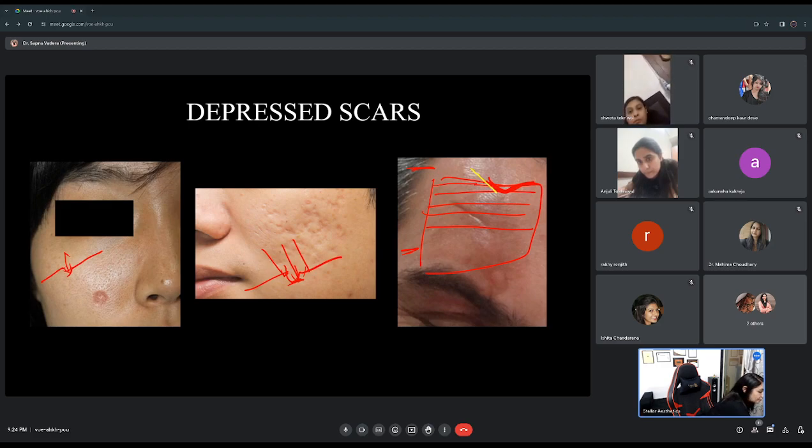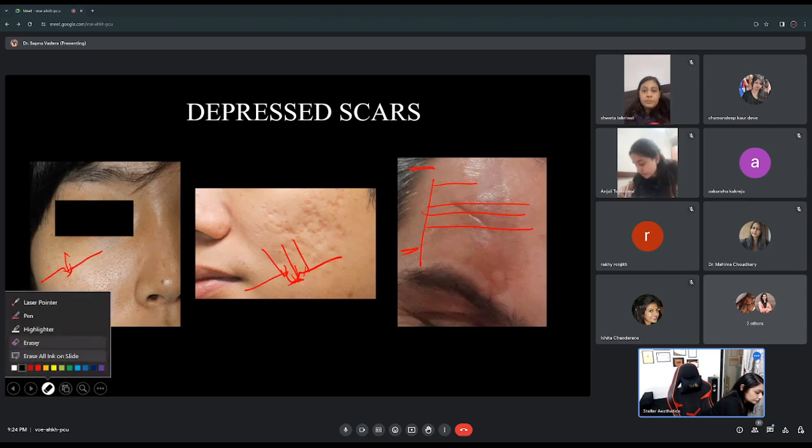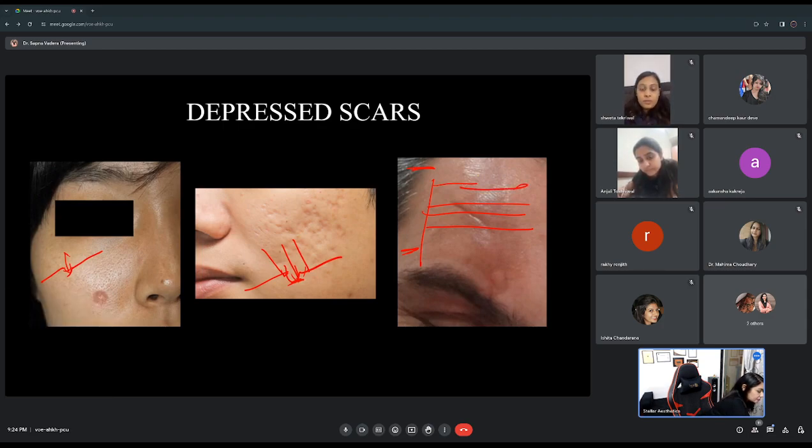So this is what the scar is like. So you will go below the scar here and you will break these fibers. You will break the fibers. So you will go below the scar, you will break the fibers.